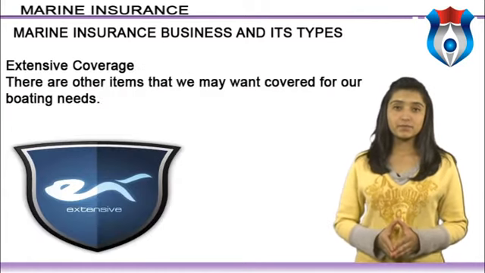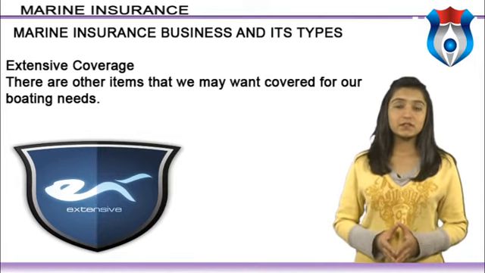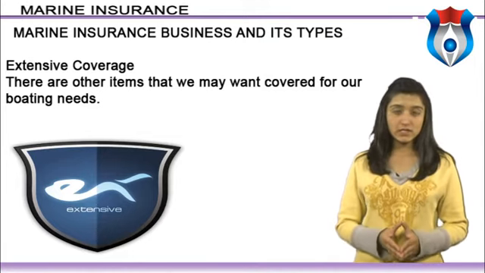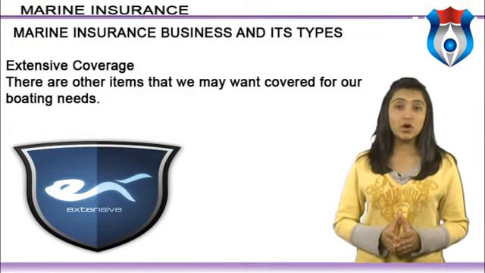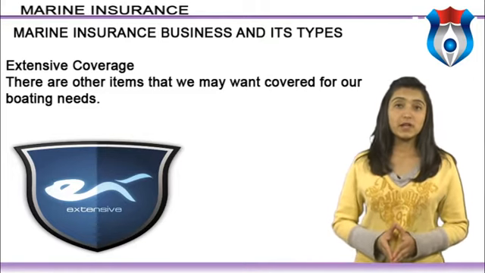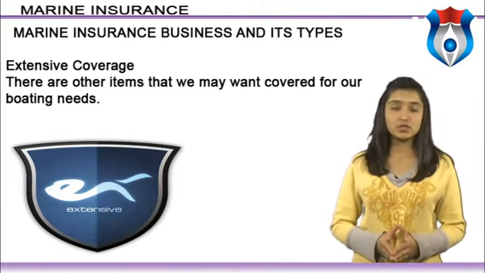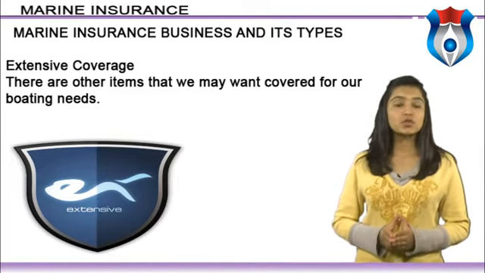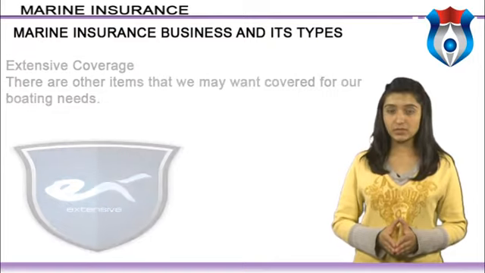Extensive coverage. There are other items that we may want covered for our boating needs, whether it is towing, personal effects, portable televisions, stereos, cameras, mobile phones and fishing gear, or uninsured boater prevention. Our partner has a plan to meet the needs. There is also additional supporting liability insurance for those adventurous owners who like to race and participate in competitions.